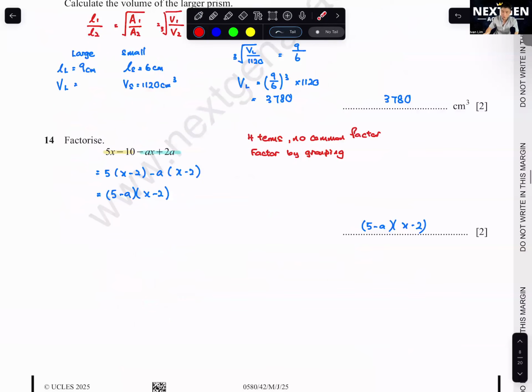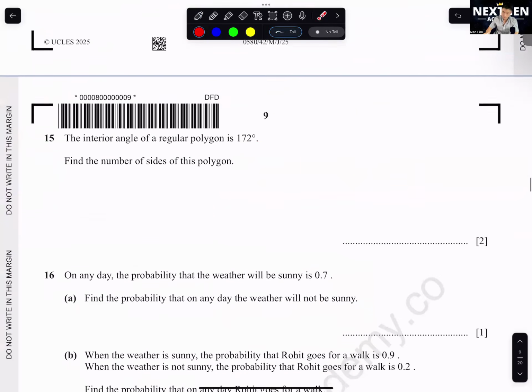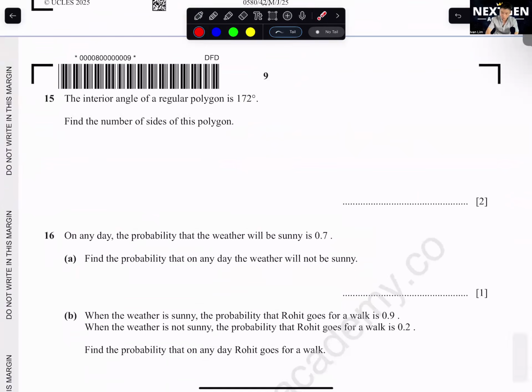Okay, let's go to question 15. The interior angle of a regular polygon is 172 degrees. Find the number of sides of this polygon. Okay, so interior angle of a regular polygon. This one is a formula you have to memorize. What's the formula? N minus 2 times 180 over n. Okay, this one you all have to memorize. N minus 2 times 180 divided by n.